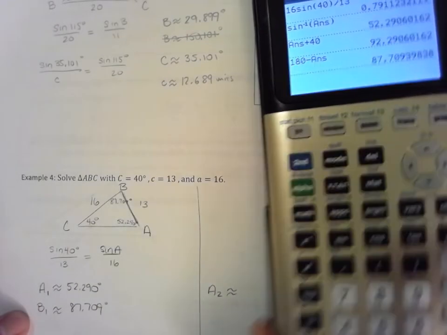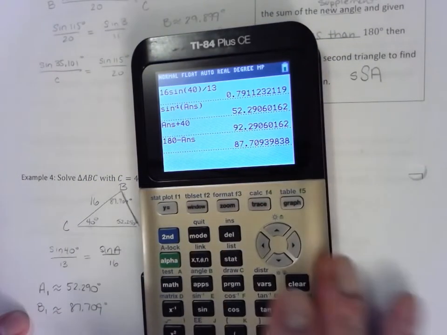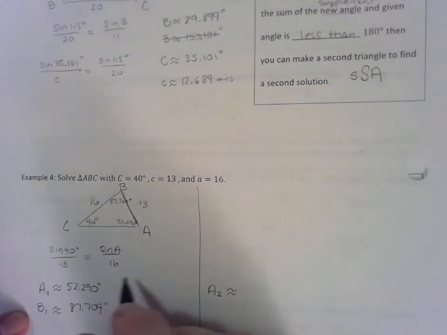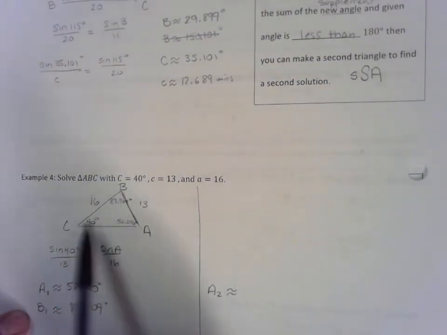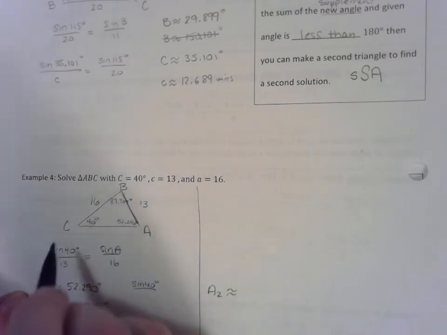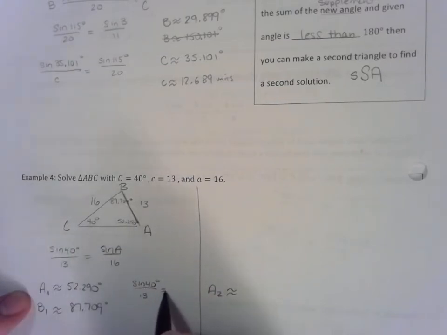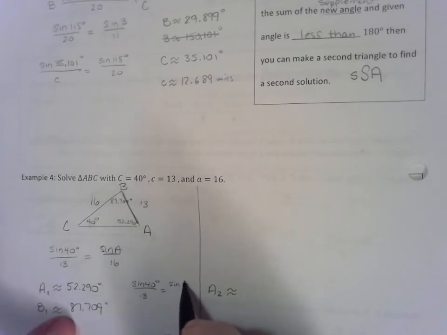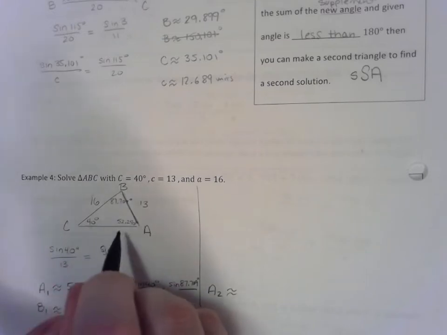87.709. I'm going to use this exact answer, not the rounded one, to find side length for B. So I still want to use my given pair. My given pair was sine 40 degrees divided by 13 is equal to the sine of this answer, the 87.709, divided by little b.